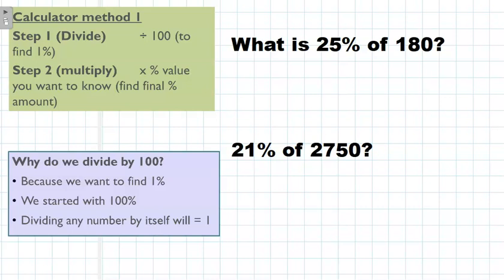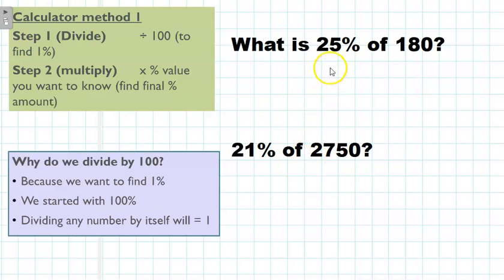The easiest method to calculate a percentage of something is the calculator method. Step 1 is you divide the number by 100 to find 1%, and then you multiply it by the percentage value you want to know. So why are we dividing by 100? Well, if you divide the total, the whole, which is 100, by 100, you will get 1. If you want to get 1, you always divide a number by itself. So for example, to get to 1, I would divide 5 by 5. And then by getting that 1%, we can calculate any other percentage that we want.